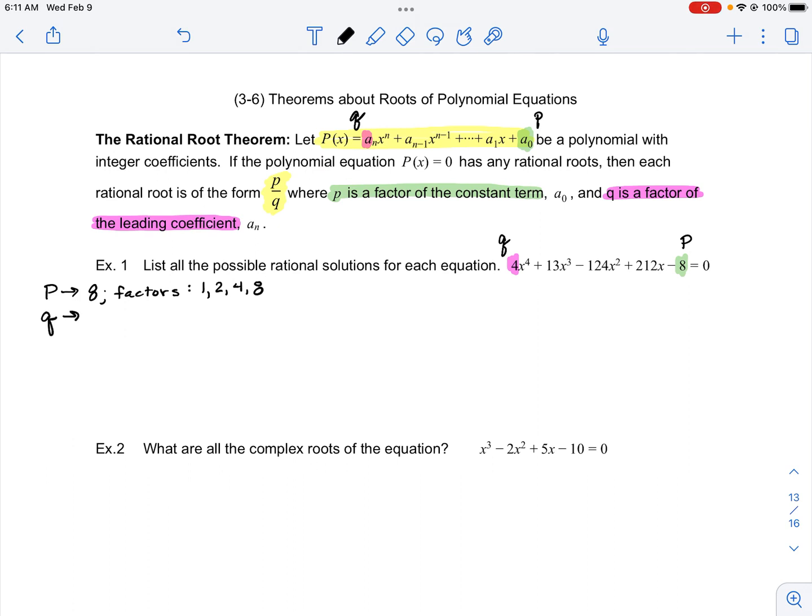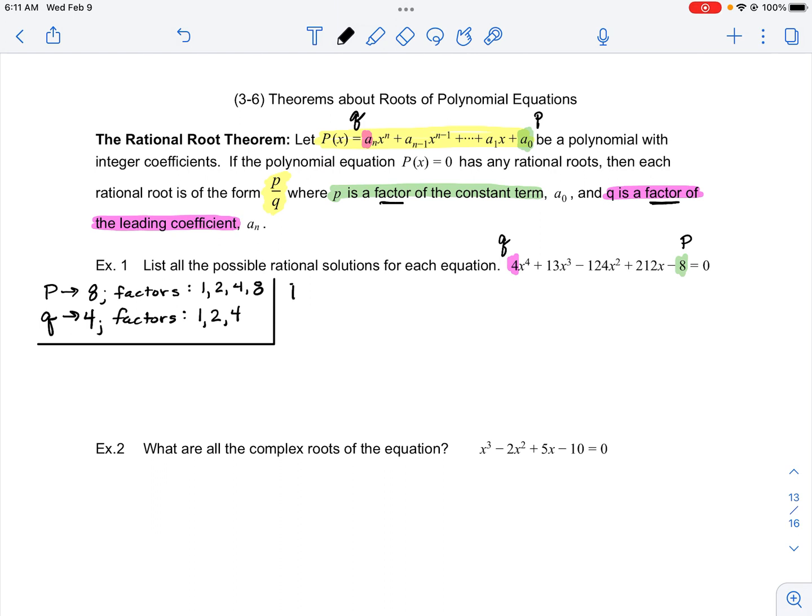And then you have Q. I have identified our Q as 4. That's your leading coefficient. And then again, we want the factors, and I'm getting that out of the definition of the process up above. The factors of 4 would be 1 and 2 and 4. So that's where we begin. We have to know what those values are so that we can begin to create our ratio.